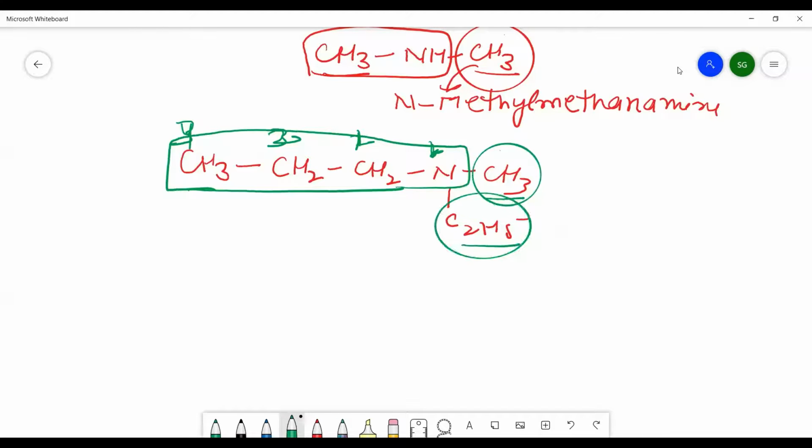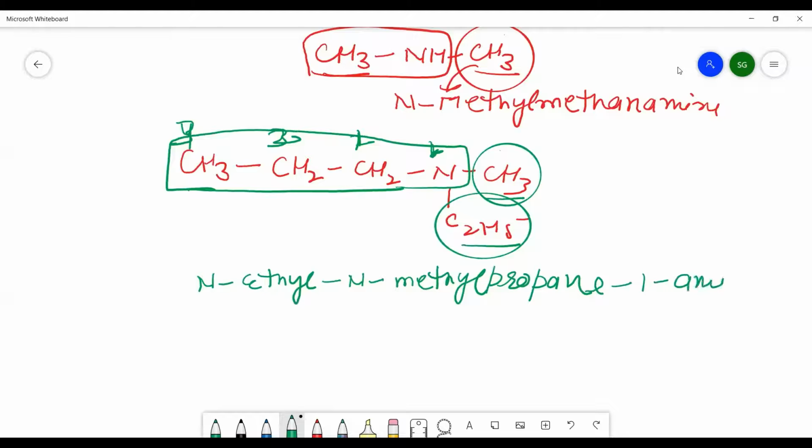N-methyl and N-ethyl. Alphabetically, ethyl will come first. So it will become N-ethyl, N-methyl. What is that next now? That will be propane chain, propane, and the one position is occupied by amine. So this is the nomenclature for this compound: N-ethyl, N-methyl, propane-1-amine.